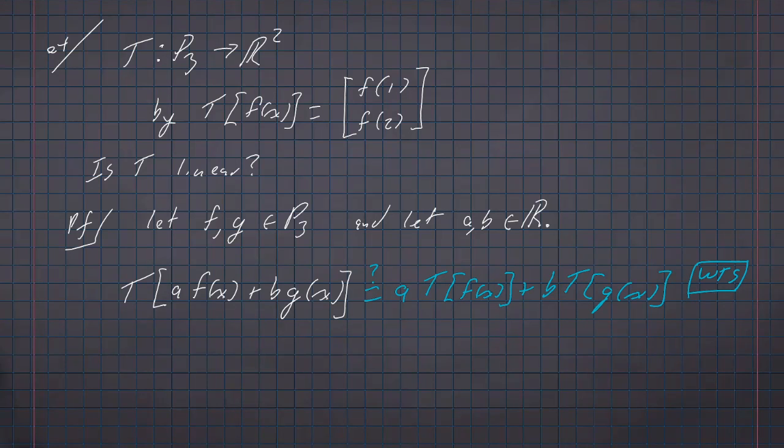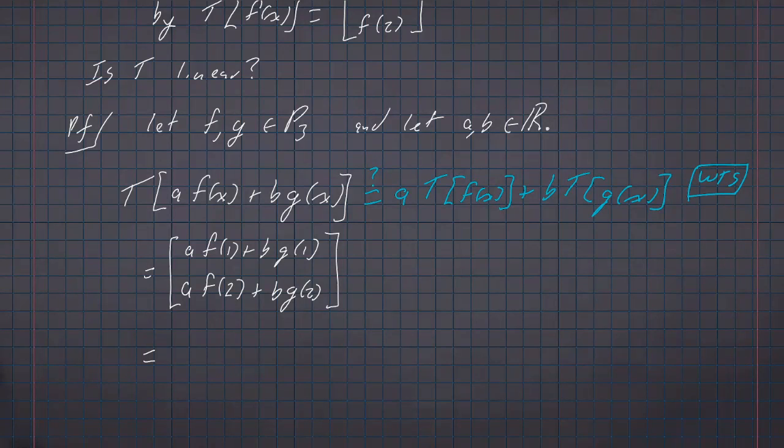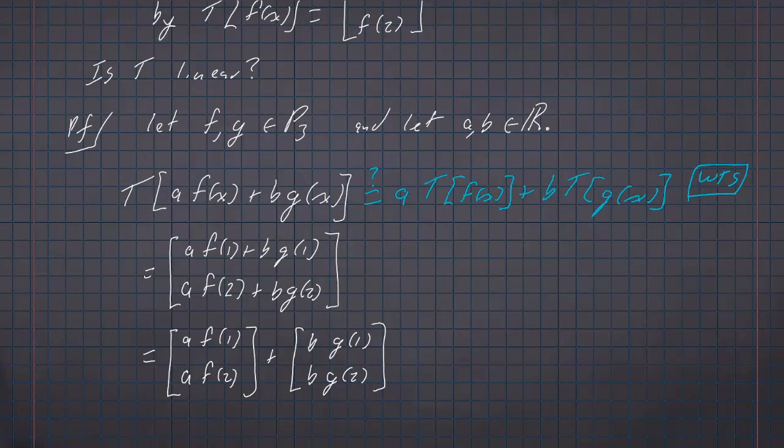But we don't have a lot to go on here. All we have is the definition of this transformation. We evaluate a times f of x plus b times g of x when x is 1. And we evaluate a times f of x plus b times g of x when x is 2. And we make that the components of our vector in R2. Now, because this is in R2, I can use the properties of vectors to rearrange it. I'm adding stuff in each of the components. So I can think of that as adding two vectors together.